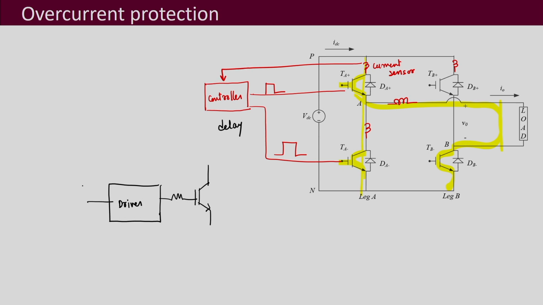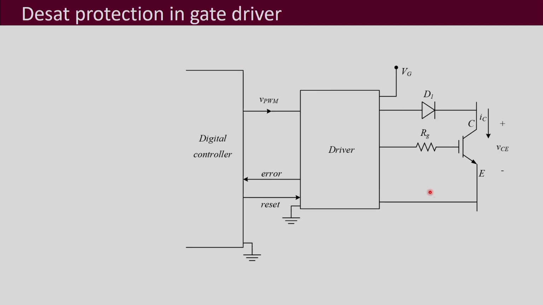And if this driver is then connected to your controller, now if this driver itself senses it and stops the gate pulses, then that is very quick, and after that it can further inform the controller that this has happened, I have stopped the gate pulses. So this method could be faster than this first approach. That is what is shown in this diagram, your Desat protection in gate driver.